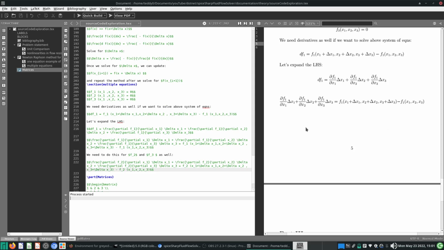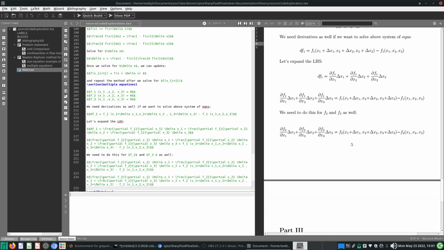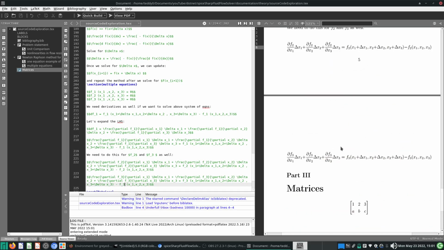So you see everywhere we settle F1, we'll need to replace it by F2, and then we'll need to replace it by F3. So this is the multi-dimension form of the Newton Raphson method. Okay, it's doable, but as you can see, it gets pretty tedious pretty quickly. Okay, so this is the third part.